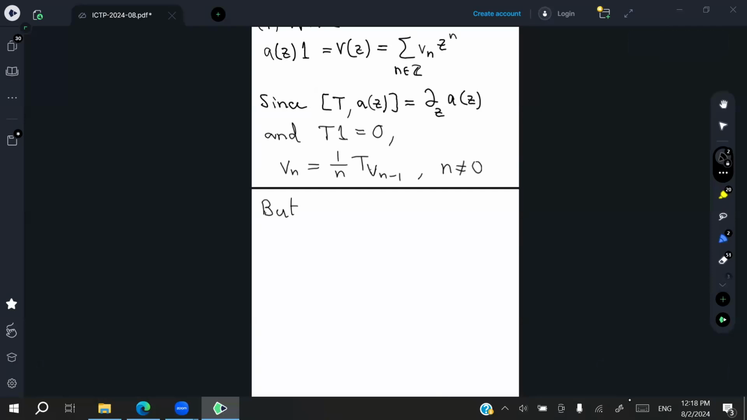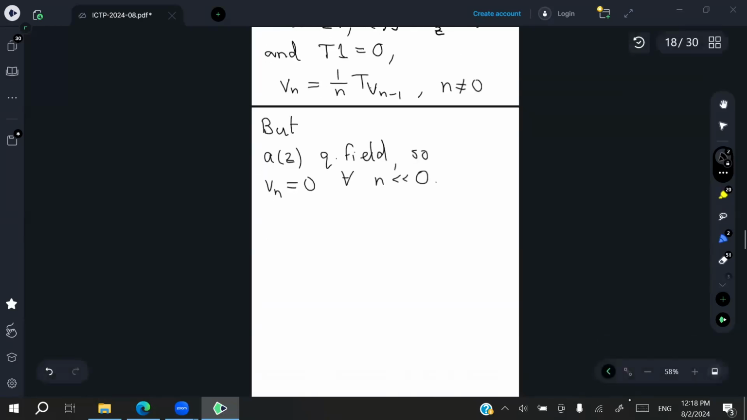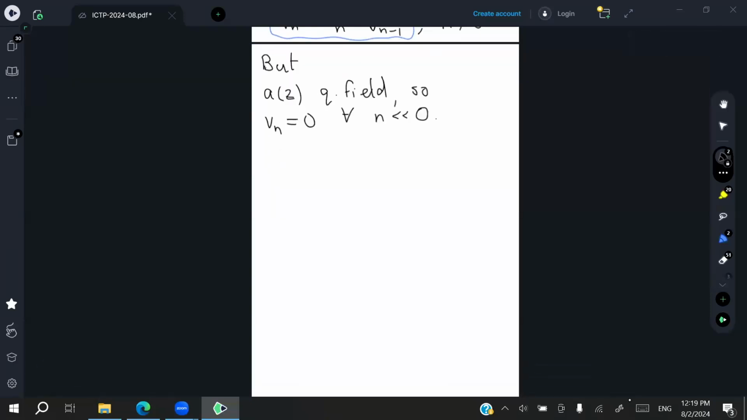But we also know A(Z) is a quantum field. So v_n is 0 for all n, let's say, very negative, okay? So when n is sufficiently negative, we have v_n equals 0. But then we just recursively apply this relation to deduce that if some very negative v_n is 0, then the next v_n one up from there is also 0. And this goes on all the way up to n equals minus 1. All v_n with n less than 0 are equal to 0.